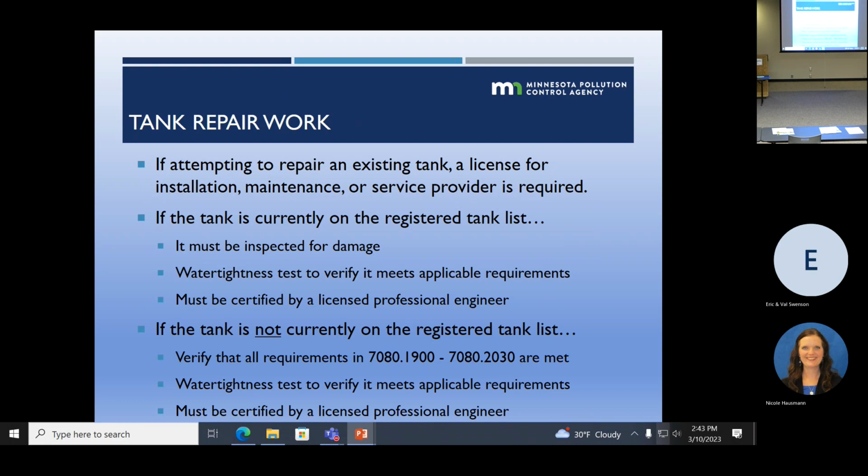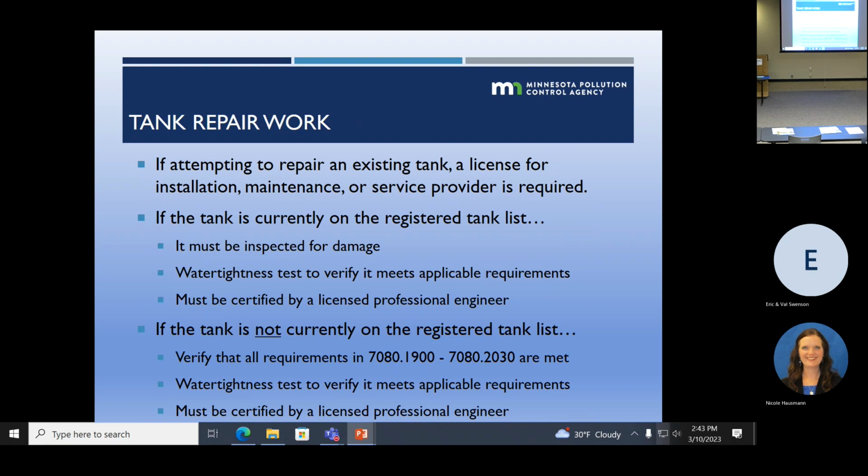I should point out, by the way, registered tanks, that became a thing for those of you who don't remember. That was around 2012. So if it's since then, it's probably on the registered list. So you'd have to have an engineer sign off on it and say that it's good. And you'd have to be a maintainer, installer, or service provider. And that could be two separate people.